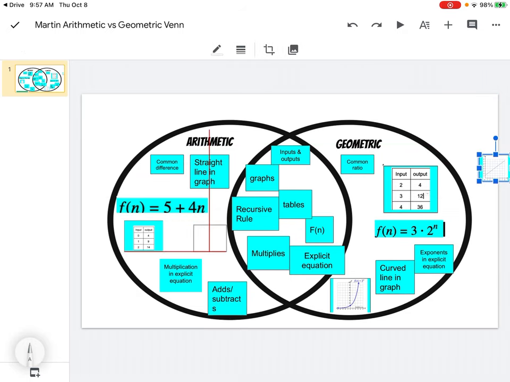In a straight line graph, that's arithmetic. And that is how you can move those to their correct spots in this Venn diagram.